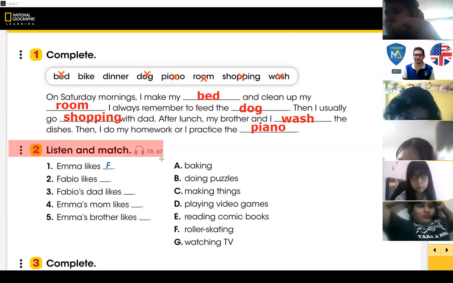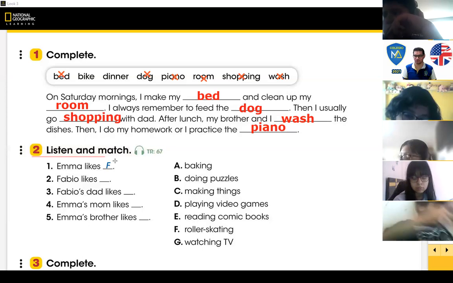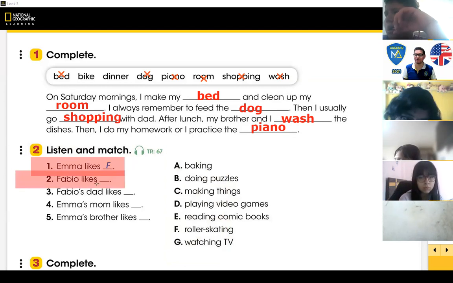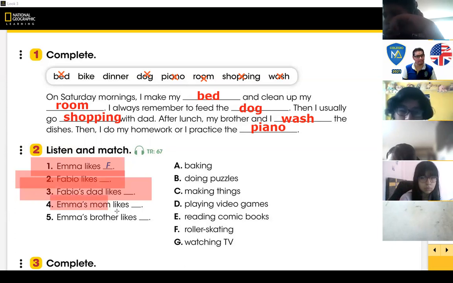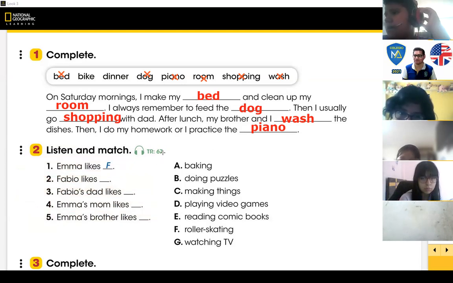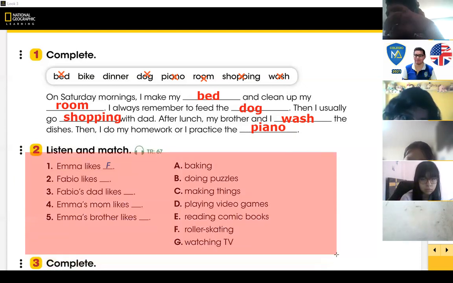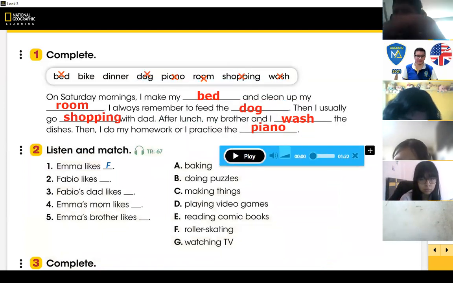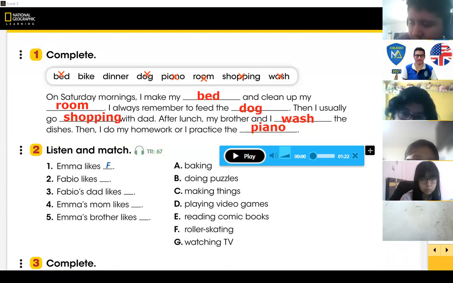Activity number two, listen and match. We have to match. We have number one, and here we have Emma likes, Fabio's dad likes, Emma's mom likes, Emma's brother likes, and all of these options. For example, according to the listening, Emma likes roller skating. What about Fabio, Fabio's dad, Emma's mom, Emma's brother? Listen and match, please. Pay attention. I'm going to stop the backing track music and let's do this activity.